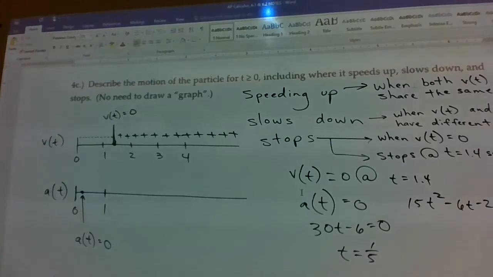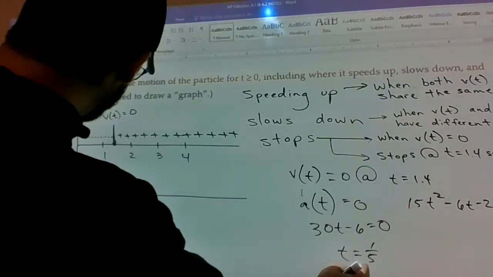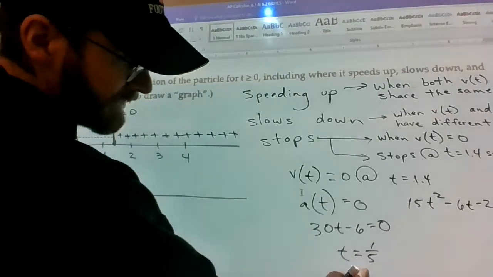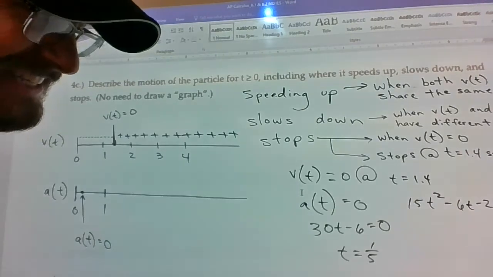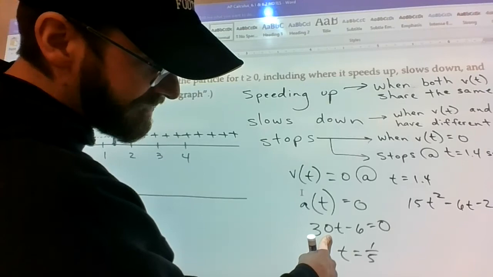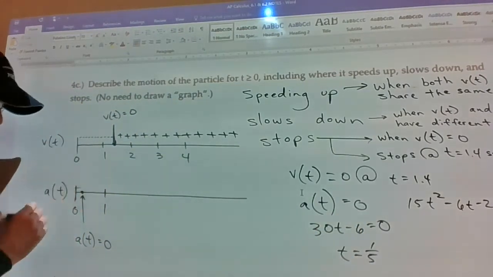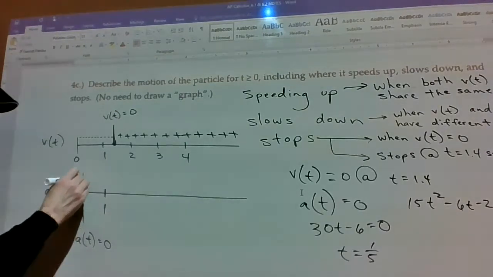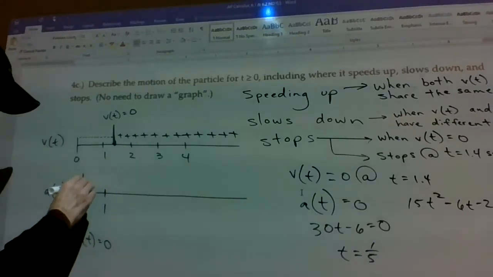Do the same thing now with acceleration. Give us a number that's less than 1/5, and it can't be 0. It's got to be something like 1/6. 1/6 times 30 is 5, minus 6. It's negative. So the acceleration is negative here. After that, the acceleration is positive.